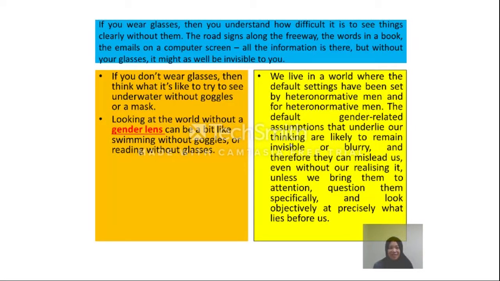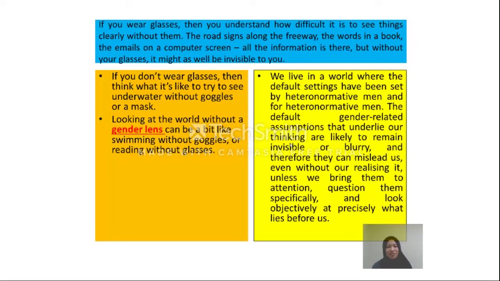If you don't wear glasses, then think what it's like to try to see underwater without goggles or a mask. Looking at the world without a gender lens can be a bit like swimming without goggles or reading without glasses. We live in a world where the default settings, like in a computer, have been set by heteronormative men and for heteronormative men.